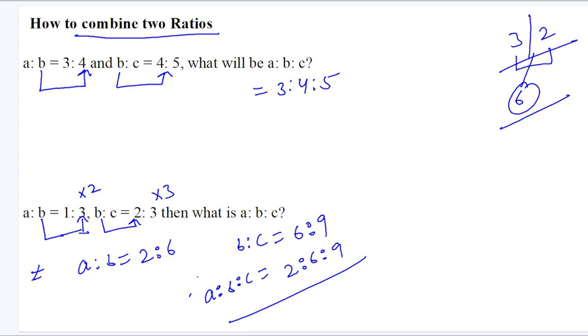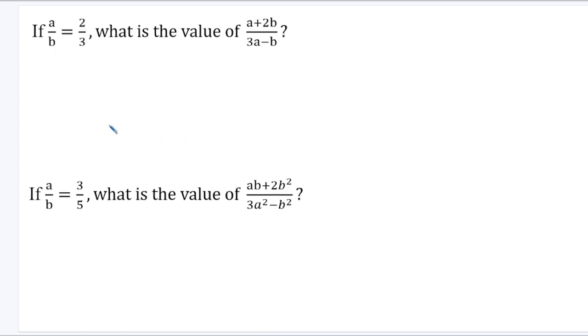Now let me show you another type of problem which we can expect. If we are given some ratio A is to B as 2 is to 3 and we are asked to calculate some value (A plus 2B) over (3A minus B). I think we have learned lengthy ways of solving these questions in school. We divide numerator and denominator by B, and we get some fraction like this: A over B plus 2, 3A over B minus 1, like that. Now we substitute the value of A over B and then solve it.